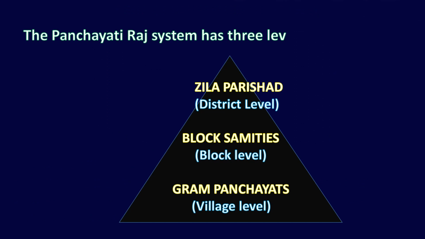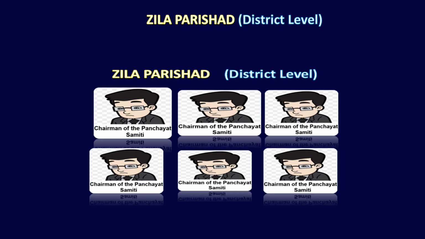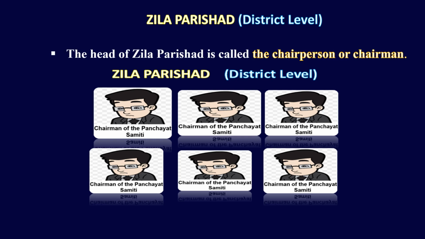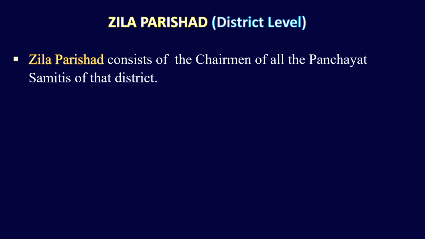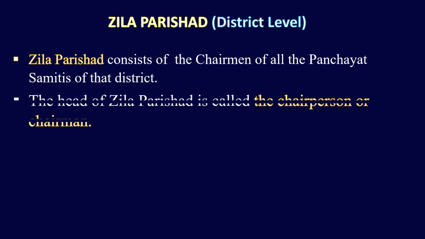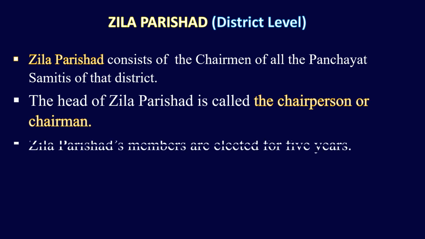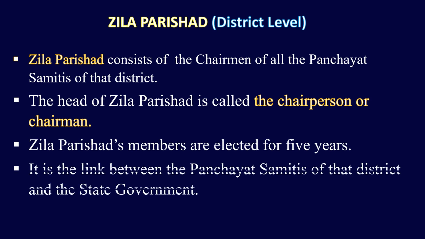years. And the uppermost level of Panchayati Raj is ZILA Parishad at district level. So ZILA Parishad works at district level. The chairmen of all the Panchayat Samitis form the members of ZILA Parishad. And it is the link between Panchayat Samiti and the state government. And the head of ZILA Parishad is the chairperson or chairman. And its members are elected for 5 years. Means after 5 years, the election takes place and again the members are elected. So ZILA Parishad consists of the chairmen of Panchayat Samitis of the district, and the head of the ZILA Parishad is the chairperson. The members of ZILA Parishad are elected for 5 years, and the ZILA Parishad is the link between the Panchayat Samiti and the state government.